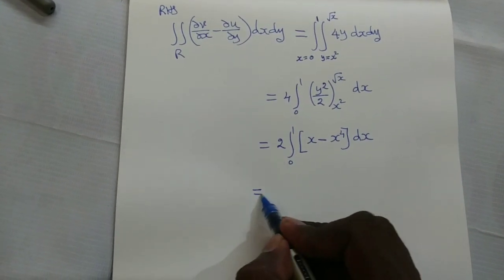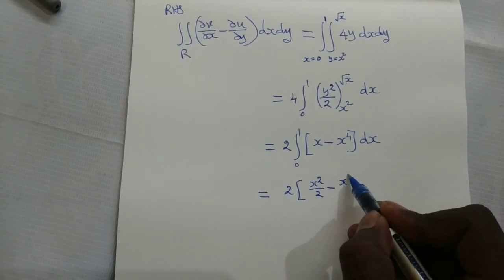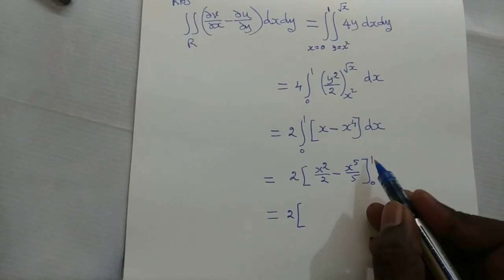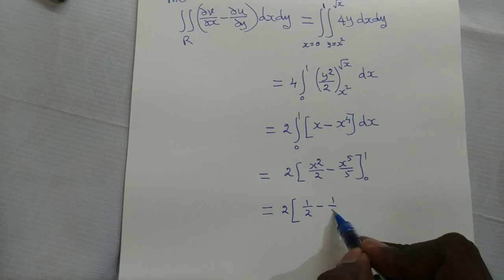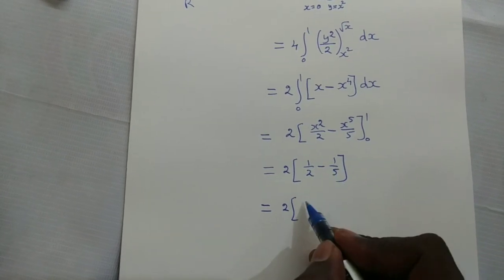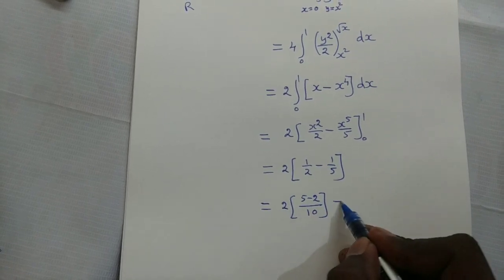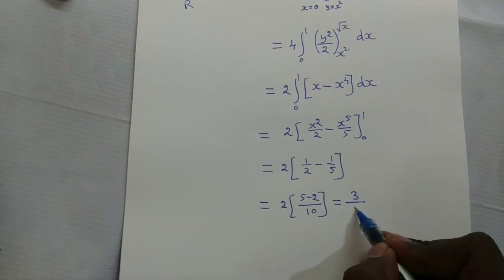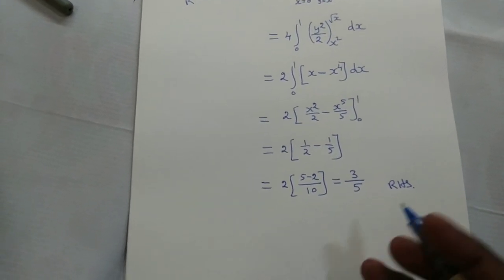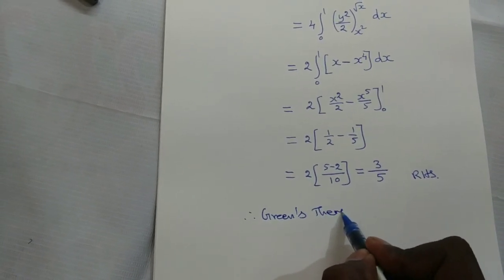Now next I am going to integrate with respect to x. So x square by 2 minus x power 5 by 5. The limit for x is 0 to 1. So 2 into, substituting the upper limit, 1 by 2 minus 1 by 5. The lower limit 0, we can leave it. So 2 into (5 minus 2) by 10. 5 minus 2 is 3. So cancelling this, 3 by 5. So this is the RHS of the Green's theorem. LHS and RHS both are the same. Therefore, Green's theorem is verified.